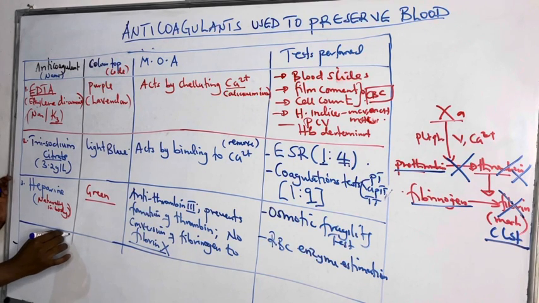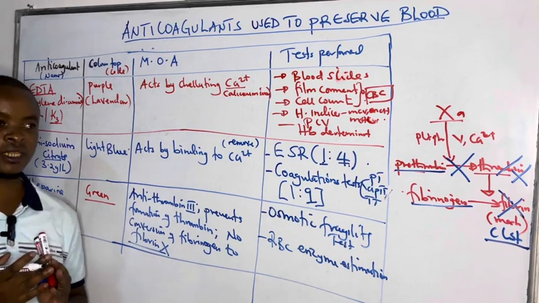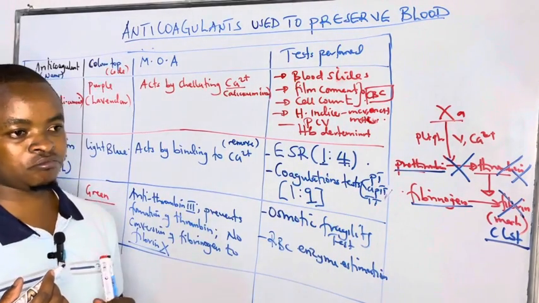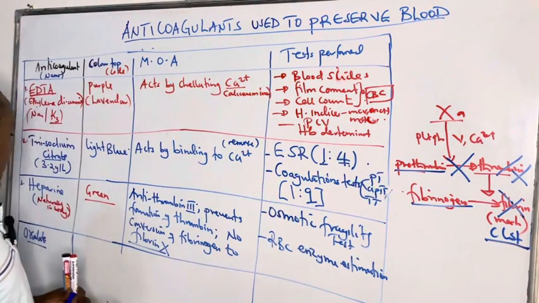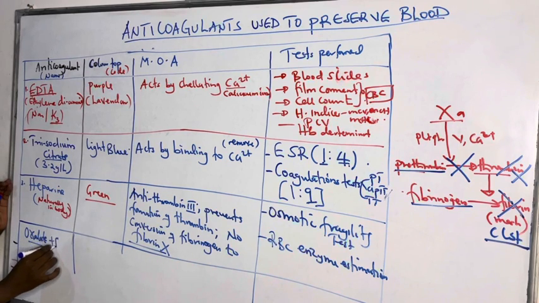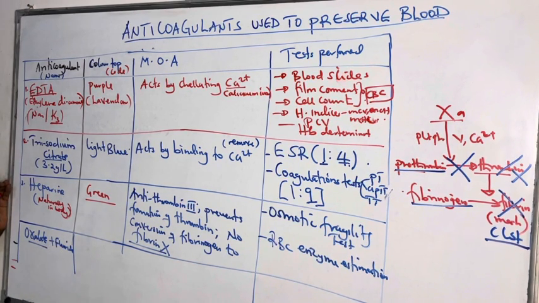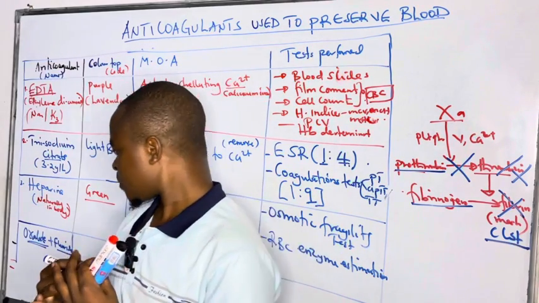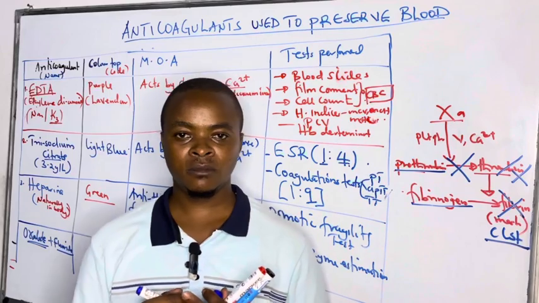Then the last one we can talk about, because we normally have 4 major anticoagulants used in the lab, is oxalates, but these oxalates are not standalone. You cannot find oxalates alone. Oxalates like ammonium oxalate, potassium oxalate salts, are always in combination with fluoride. So here we shall find fluoride oxalate bottles. They are always combined with sodium fluoride or lithium fluoride.